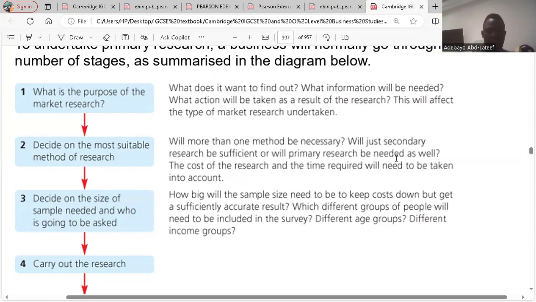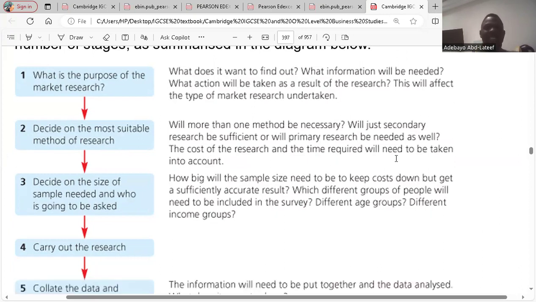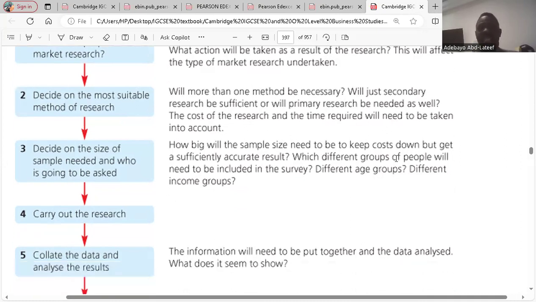Third, decide on the size of sample needed and who is going to be asked. Here we're talking about the respondents, those that are going to be involved. You need to decide on them. Fourth, carry out the research. Now that you have decided on who your respondents are going to be, you can go on with the research.